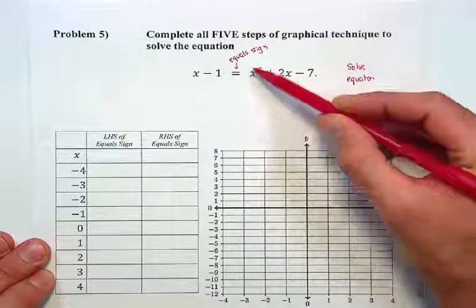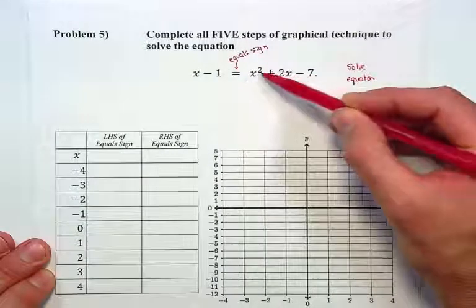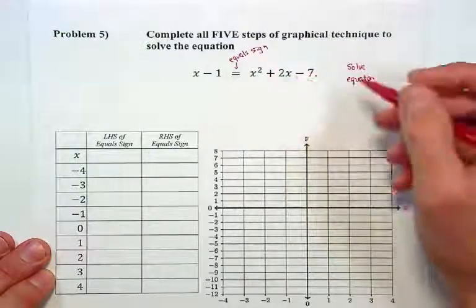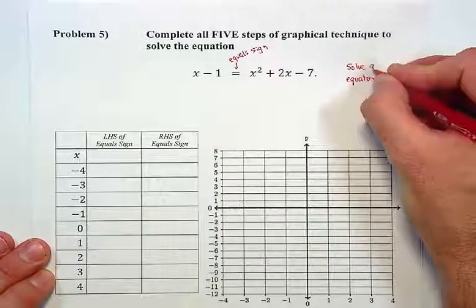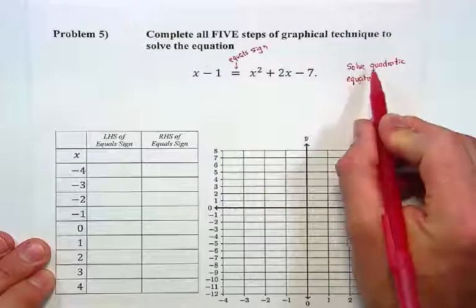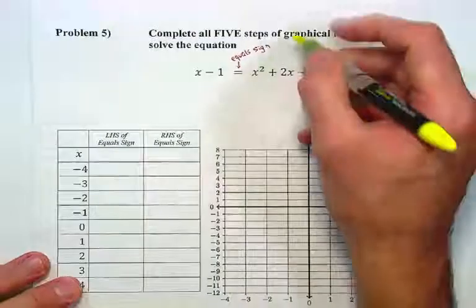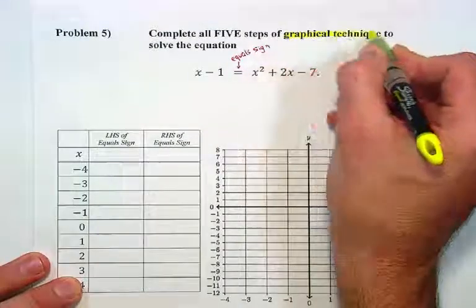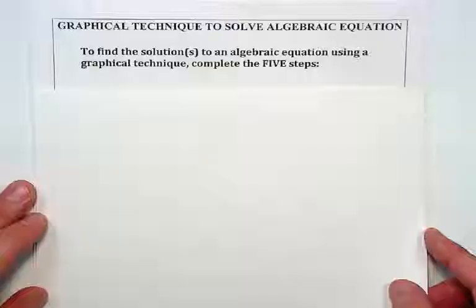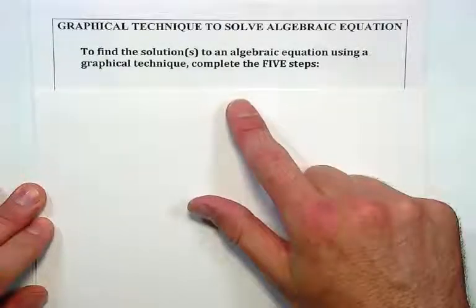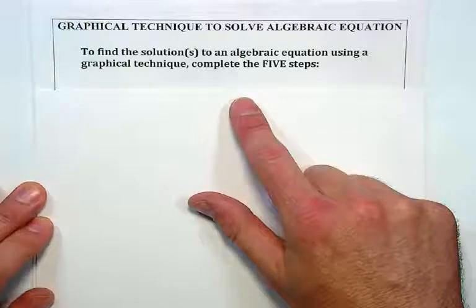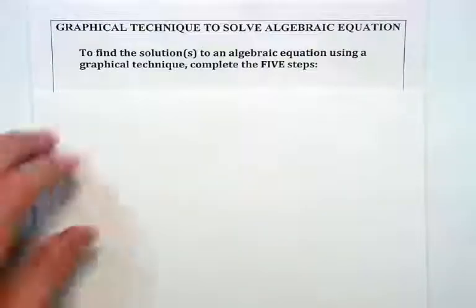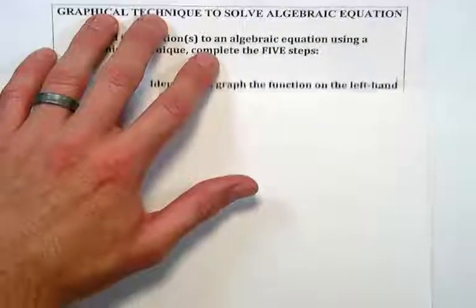The fact that this expression on the right-hand side is a quadratic means the entire equation is going to be quadratic. Then we say we're going to solve the quadratic equation. Once again, in our problem statement, we're told that we're going to use a graphical technique to do so. We do a quick recall. To find the solutions of an algebraic equation using a graphical technique, we complete a 5-step program to salvation.